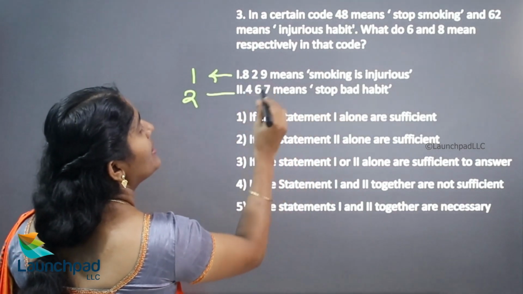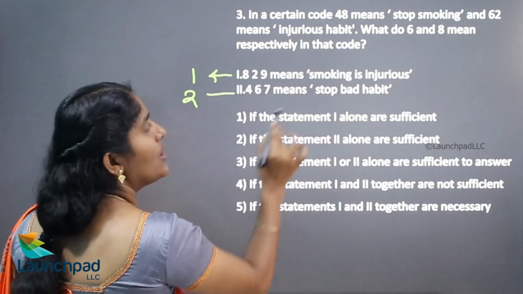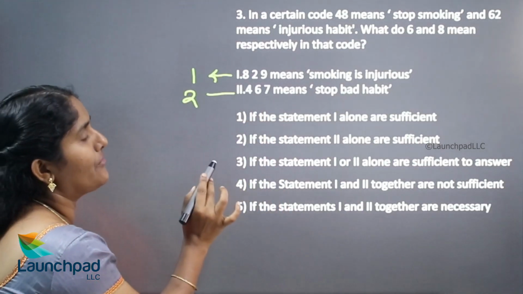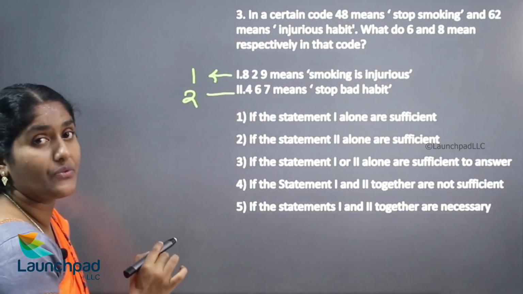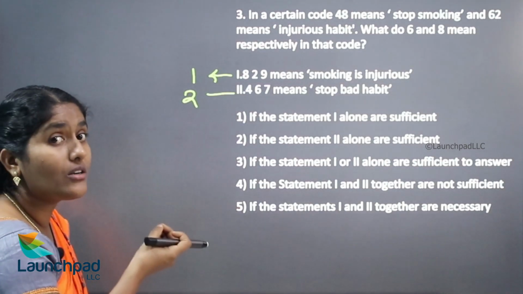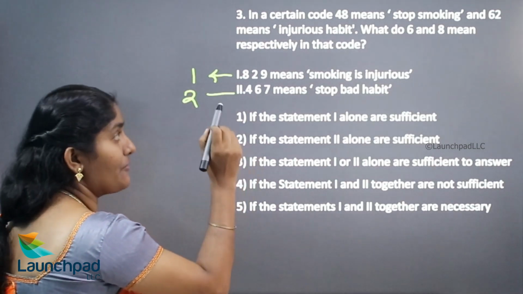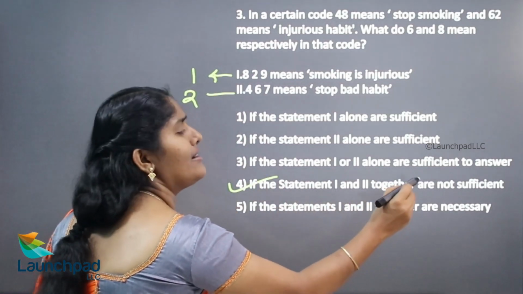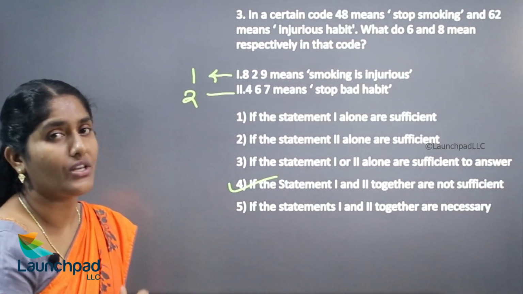What are the common codes here? Is there any common word here? No. Is there a common code here? No. So we can't find the answer for the given question about 6 and 8. We are not exactly saying what word is for that code. Now the answer for this question is that statements 1 and 2 together are not sufficient. So both statements are not sufficient.